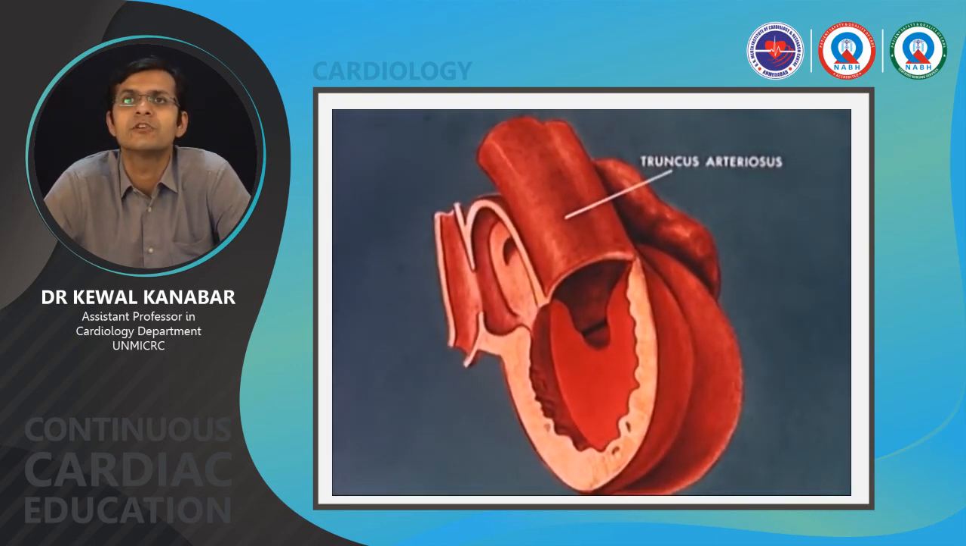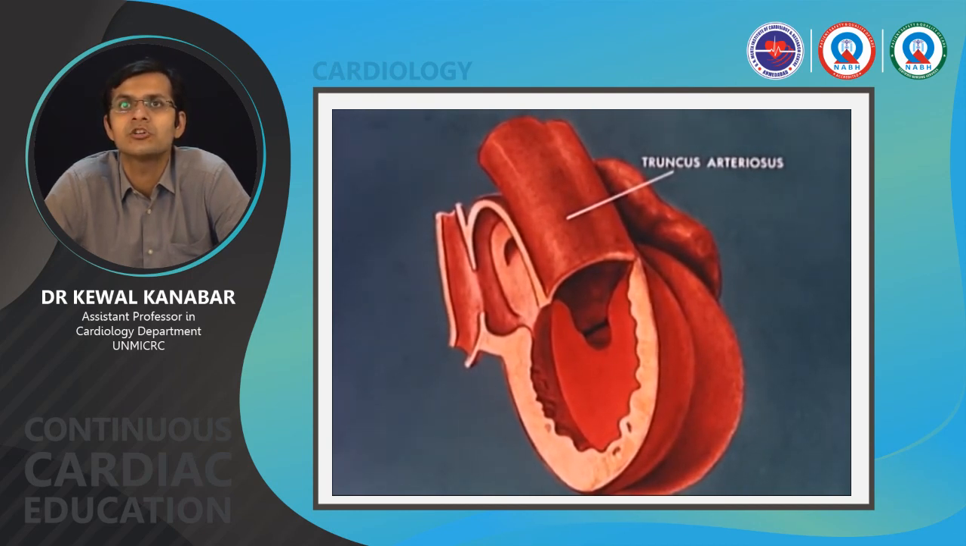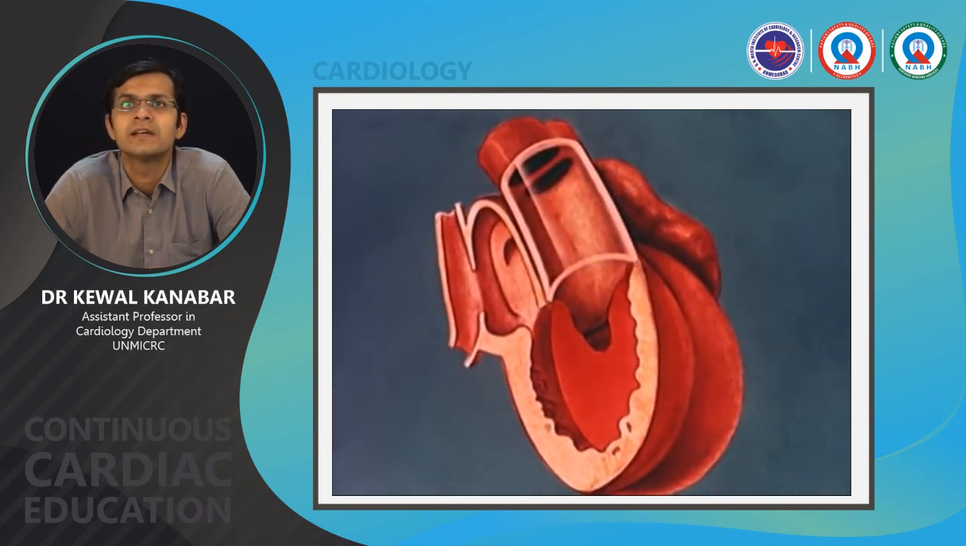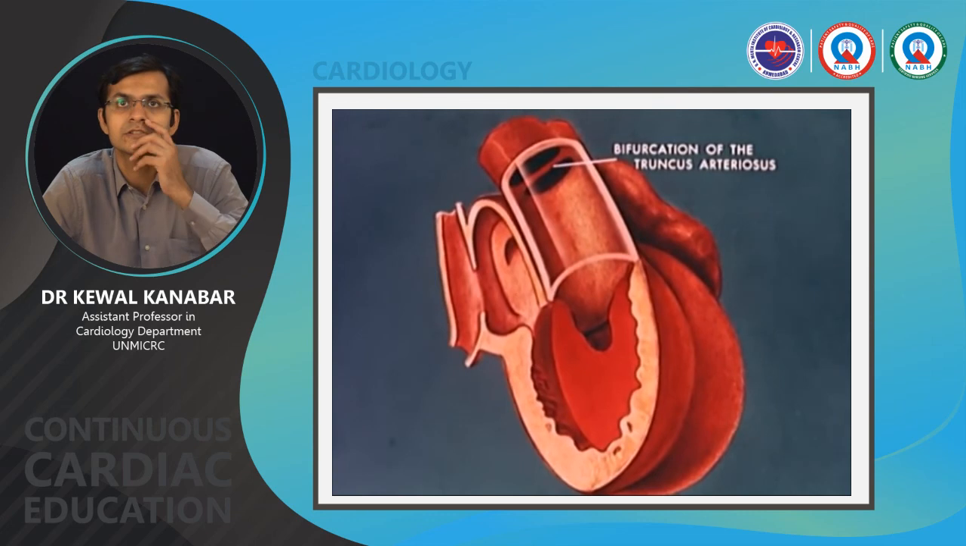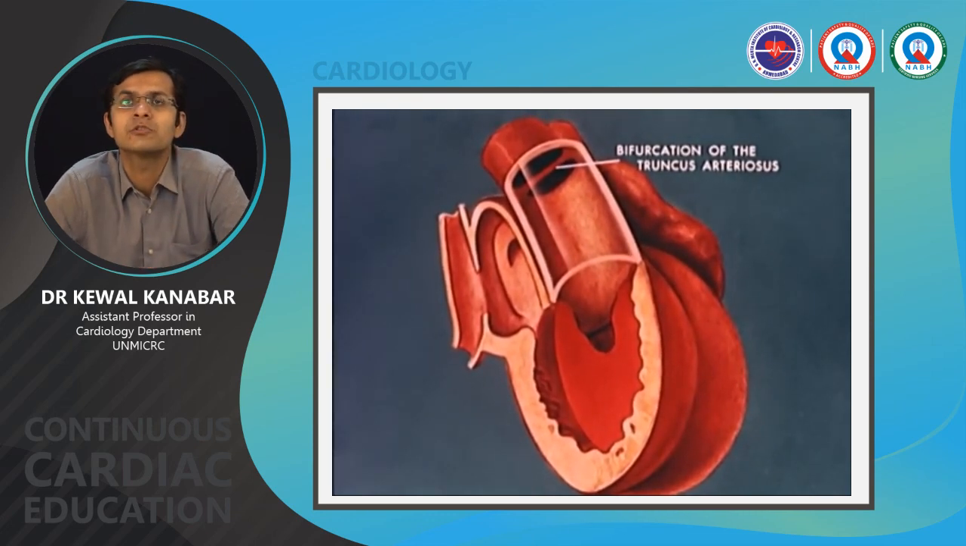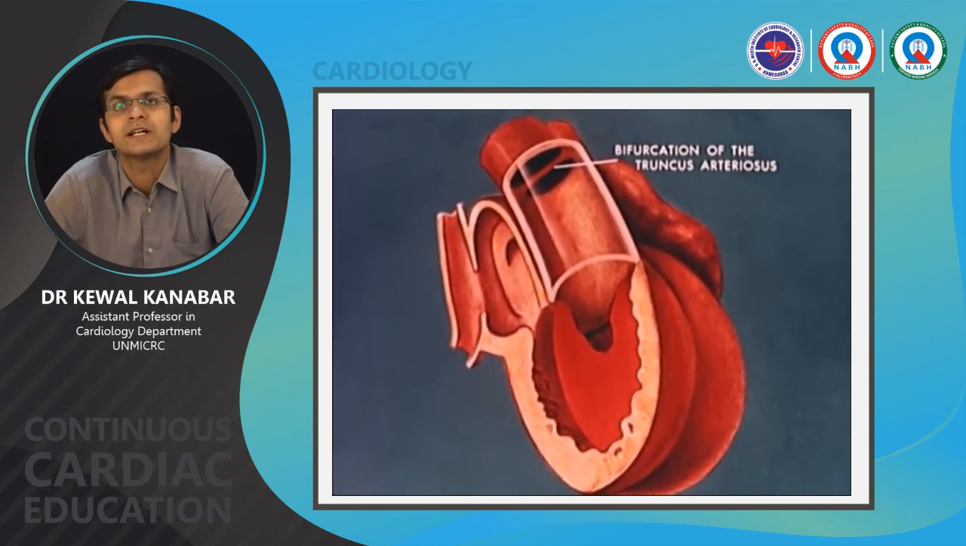So let us see this video. Here we see the truncus arteriosus. So truncus arteriosus is a common chamber which will give rise to the future pulmonary arteries and the aorta. Now this is just an animation to show how the spiral septum or the conotruncal septum develops. So truncus arteriosus initially, which is a single structure, is going to ultimately give rise to the two great vessels of the heart, that is aorta and the pulmonary artery.